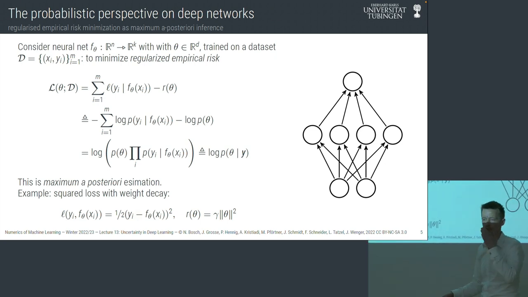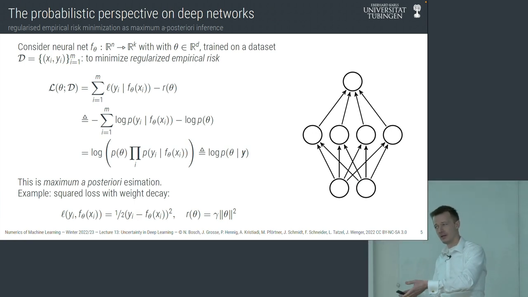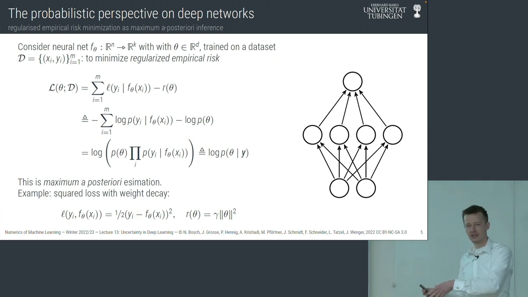So if you're doing regression with a quadratic output loss and a quadratic weight cost, you're essentially putting a Gaussian prior on the weights and a Gaussian likelihood on the data. However, that's not a Gaussian model, because remember that we're talking about deep neural networks. Here's a picture on the right. So theta enters in a nonlinear fashion into F.